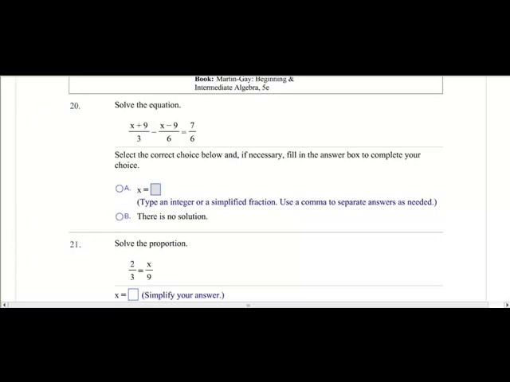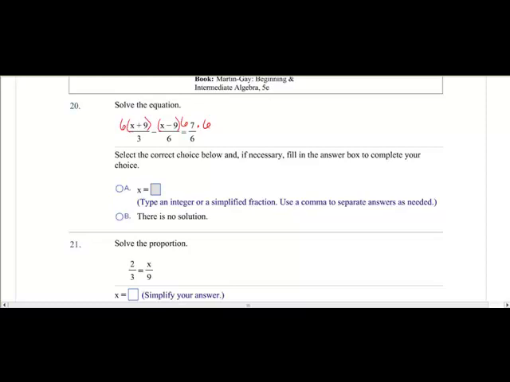Alright, number 20. x plus 9 over 3 minus x minus 9 over 6 equals 7/6. Okay, common denominator. I have a 3, a 6, and a 6. So the least common denominator is 6. So let me come in here and multiply by 6 everywhere. And really you need to think about these two parts being in parentheses. We're multiplying by 6 on top.